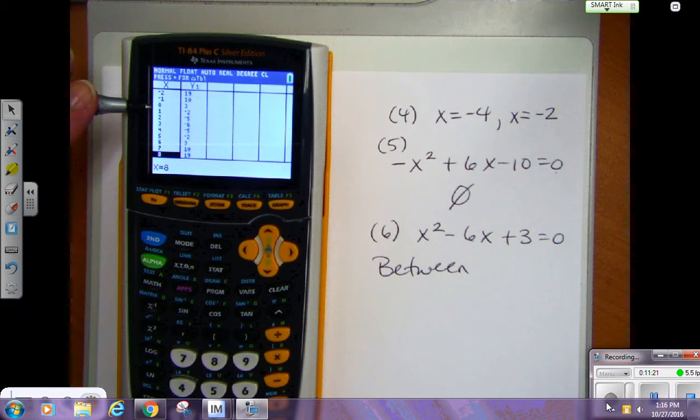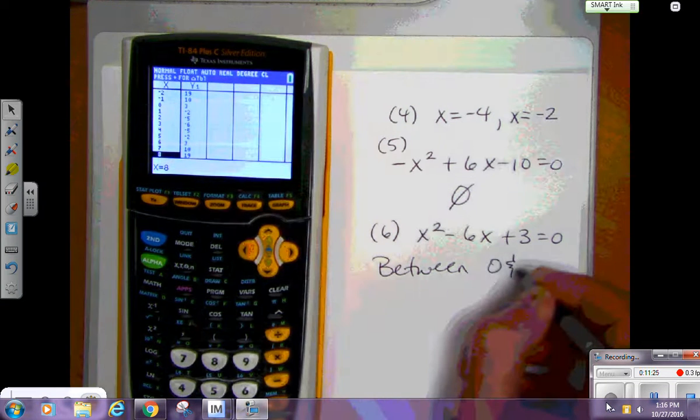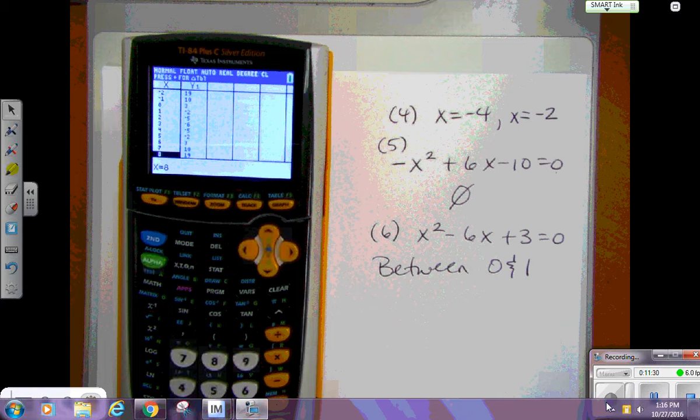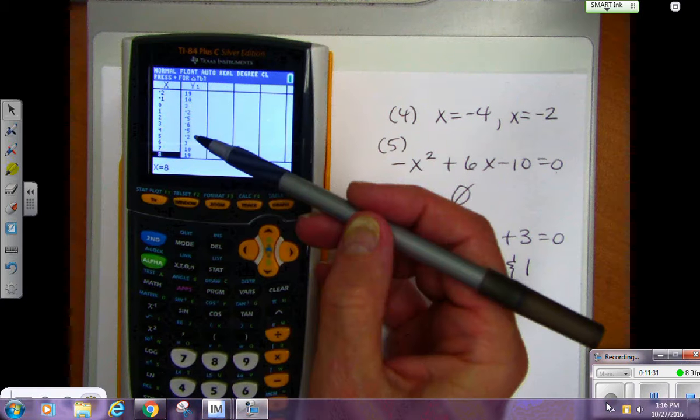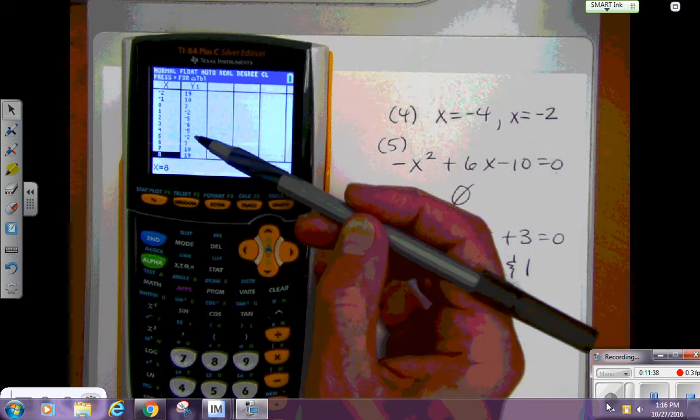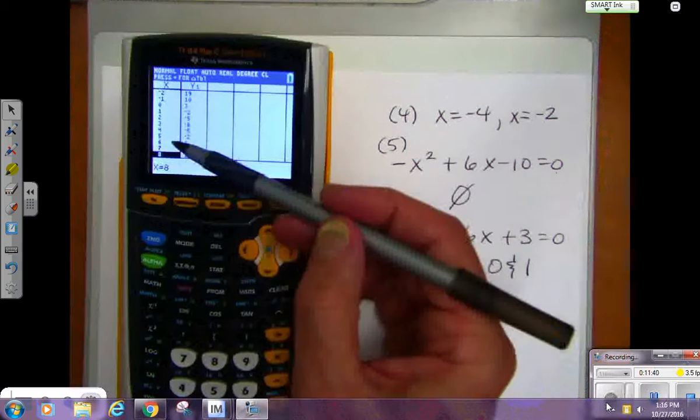Okay, but I have 2 intersections, so I want to find the other one. And here it is right here. I have a negative y, and now it's going back to positive. So that's my second intersection of the x, and that's between 5 and 6. So I'd write in between 5 and 6.